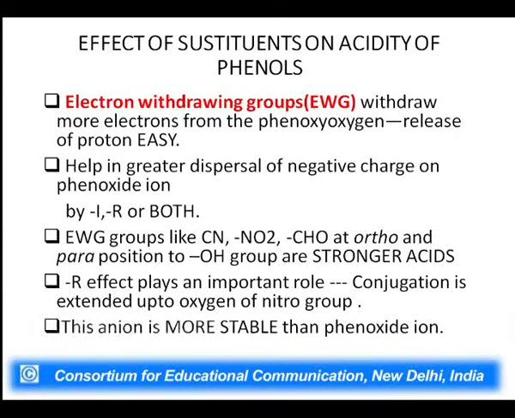Second, in the phenoxide ion, they help in greater dispersal of the negative charge by minus I, minus R effect, or by both the effects. And what we see is that if electron withdrawing groups like nitro, CN, CHO or aldehyde group are present at ortho or para positions to OH, then these compounds are stronger acids as compared to the meta derivative or as compared to phenol. It is because minus R plays a very important role because it will extend conjugation.